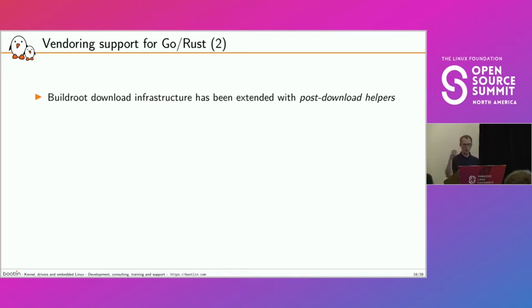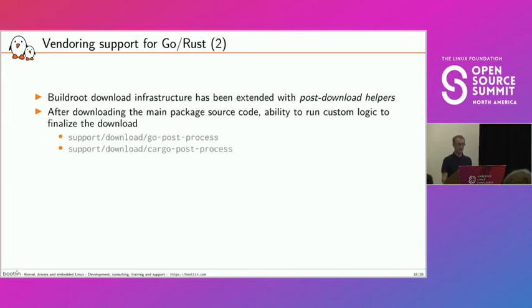So now we have what we call post-download helpers that allow us to inject a little bit more logic within the download step. We have now two of those helpers, one for Go and one for Cargo. And they are run within the download step, so that we can download the actual source code of the package, tell the package manager, either Go or Cargo, to download the dependencies, and bundle all of that into the tarball that will then contain not just the source code of the software package, but also the source code of all its dependencies and all the license files.